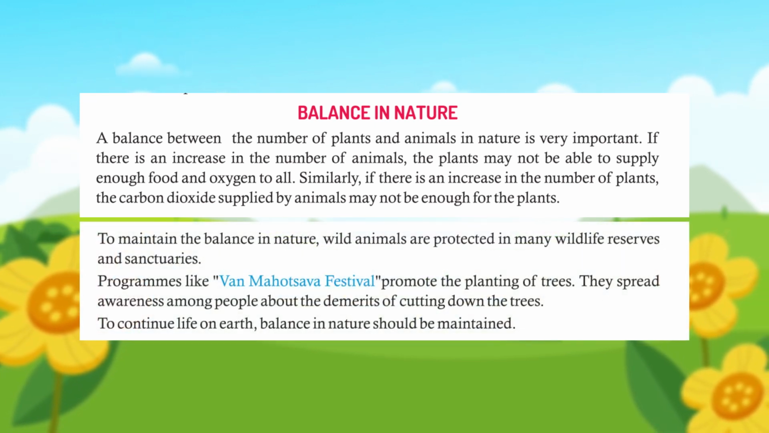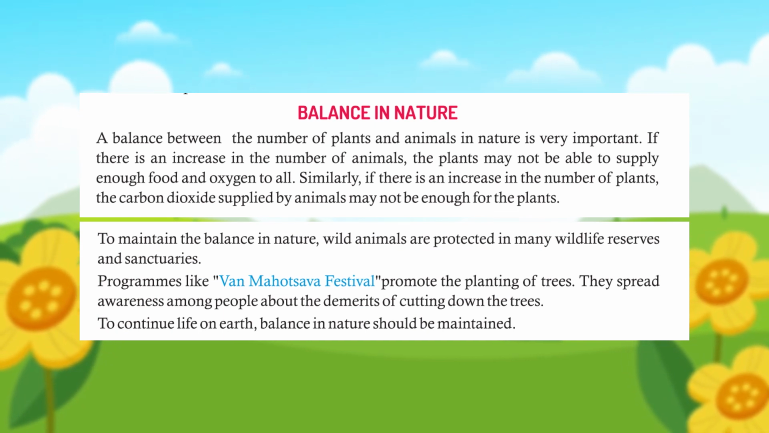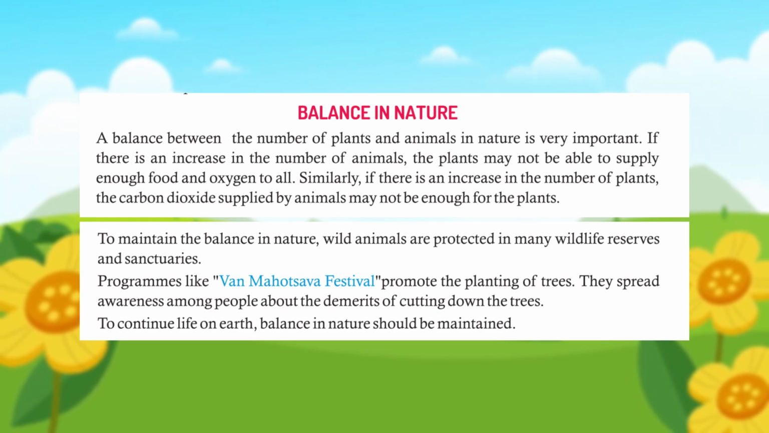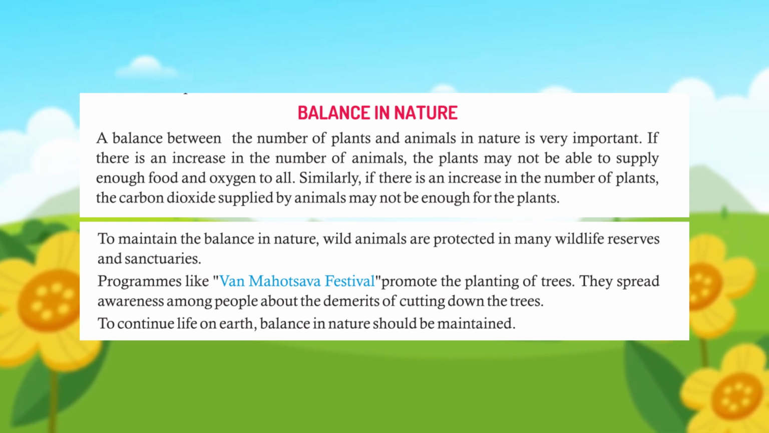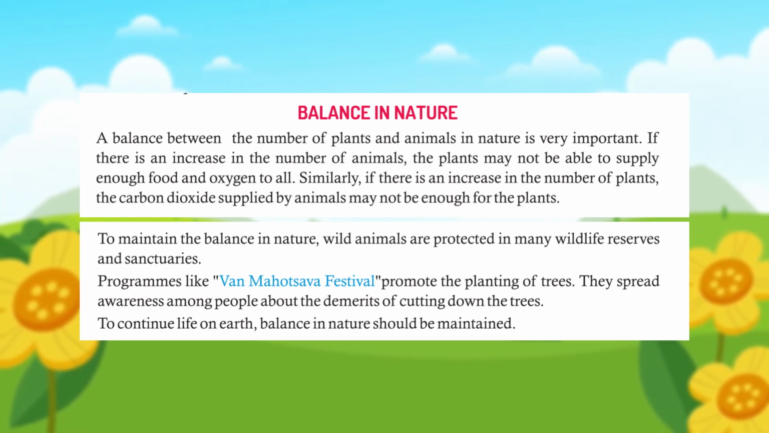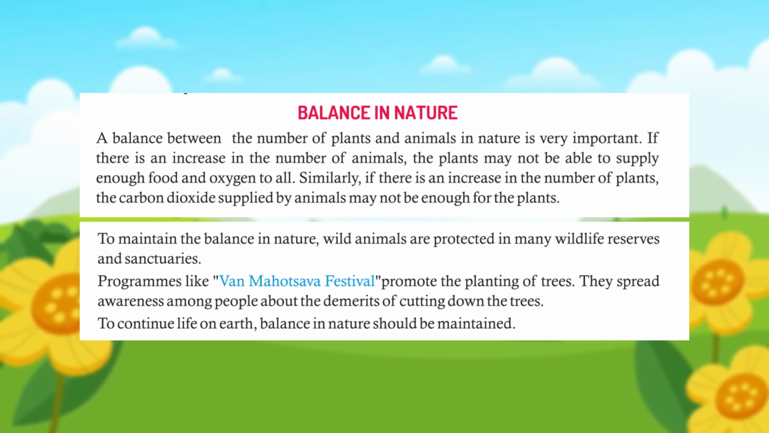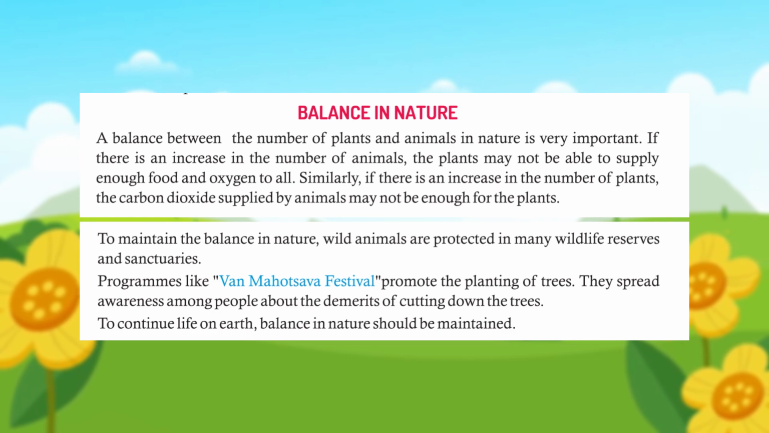To maintain the balance in nature, wild animals are protected in many wildlife reserves and sanctuaries. Programs like Van Mahotsava Festival promote the planting of trees. They spread awareness among people about the demerits of cutting down the trees. To continue life on Earth, balance in nature should be maintained.